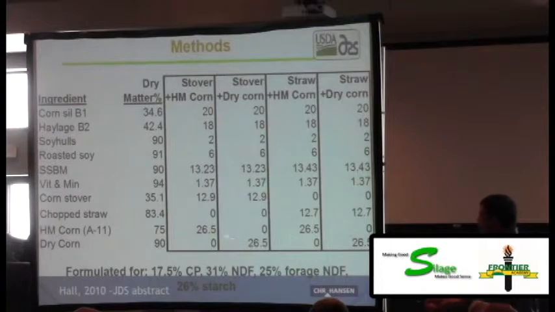And then they either had 26.5% dry corn or high moisture corn. So when we looked at that ratio, it was 17.5% crude protein, 31% NDF for fiber. That's a little higher than we typically are running rations anymore, but when you do research, you have to make sure that nothing's limiting. So we had 17.5% crude protein, 31% fiber. Not bad. Sheldon and these guys might think that's a little bit high in some cases, but not too bad. 25% forage NDF, again a little bit high on the forage side, but not too bad. And a pretty respectable starch level of 26%. So it was not a dog ration. It was a good ration.